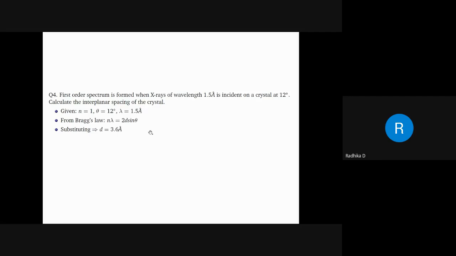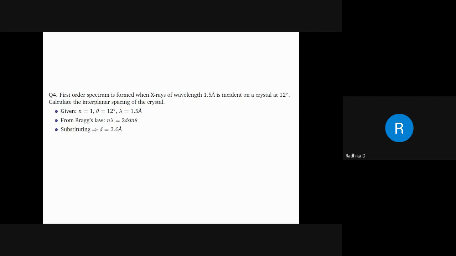So this was pretty easy. You were given a first order spectrum, that means n is equal to 1. It was being formed when X-rays of wavelength 1.5 angstrom, that means lambda is 1.5 angstrom. It was incident on a crystal at 12 degree, that means the angle of diffraction or glancing angle theta is 12 degree. You were to find the interplanar distance or interplanar spacing d. Use Bragg's law, n lambda is equal to 2d sine theta. Substitute for everything and rearrange, and you will get d is equal to 3.6 angstrom.